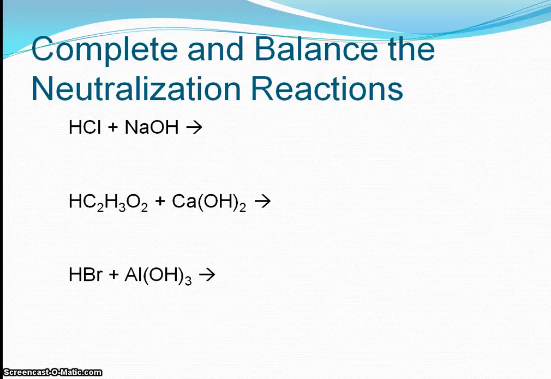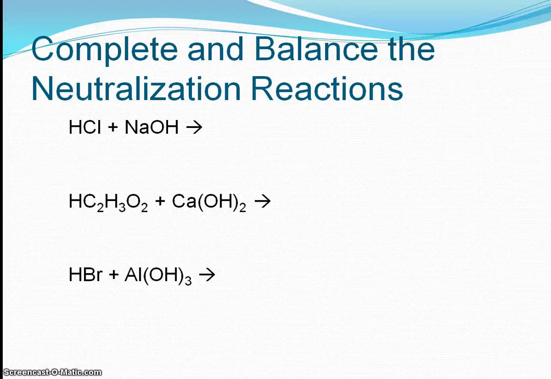And I always suggest that you balance the salt first. So we have 1 calcium on each side. We have 1 acetate on the left and 2 on the right. So you need to put a 2 in front of the acid, HC2H3O2. And then you notice that we have 2 H's and 2 OH's, so you need a 2 in front of the water. And when you're balancing these, if you have trouble balancing water, just rewrite it as HOH, and sometimes that'll help.